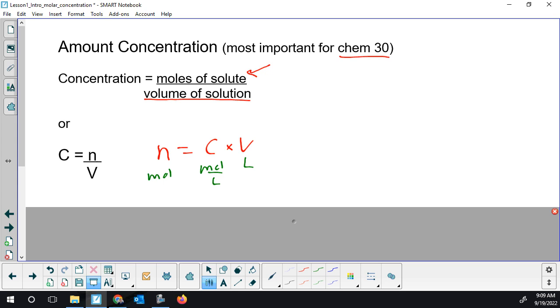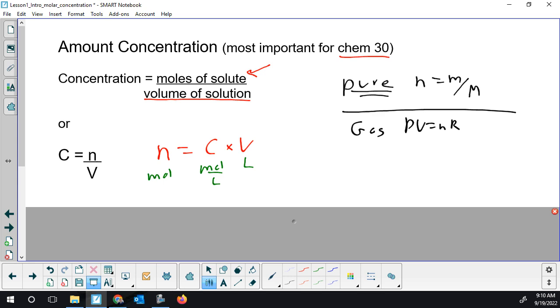So now we have 3 different ways to get moles depending on what we're working with. If something is pure, that's what you learned back in Science 10. You can get moles from mass of that pure substance divided by molar mass. If you have a gas, you can use PV equals nRT. So moles is PV over RT. And now we're just getting a third strategy, okay, but they're useful in different circumstances.